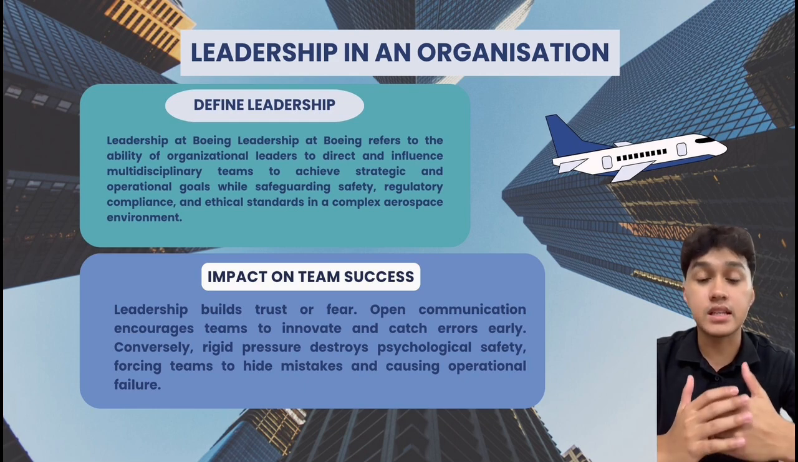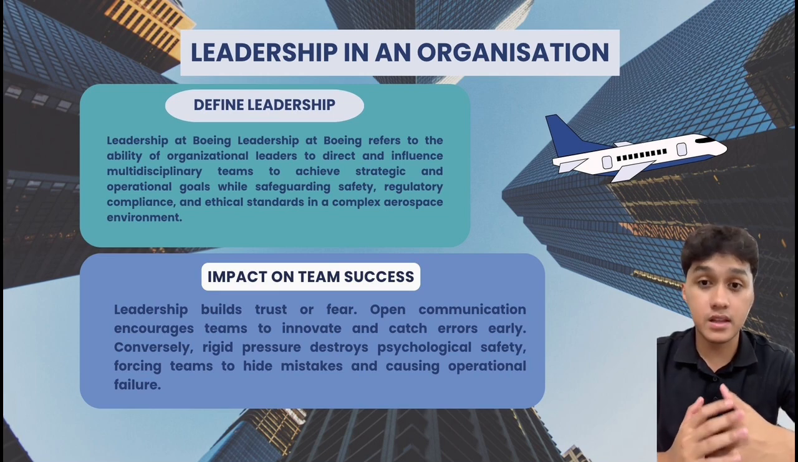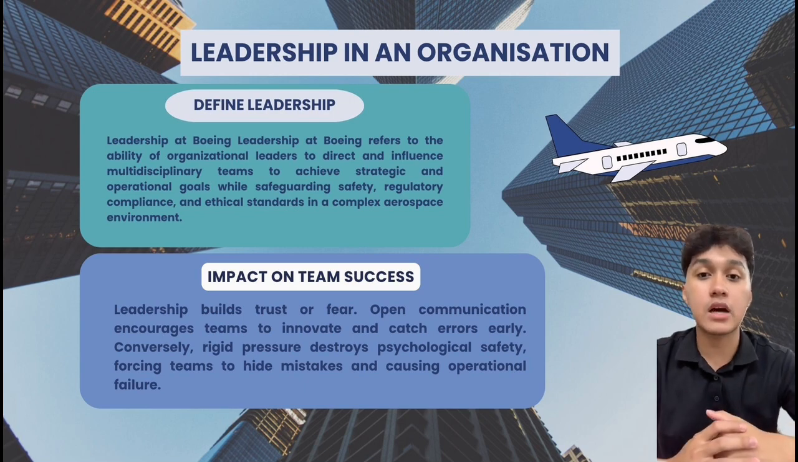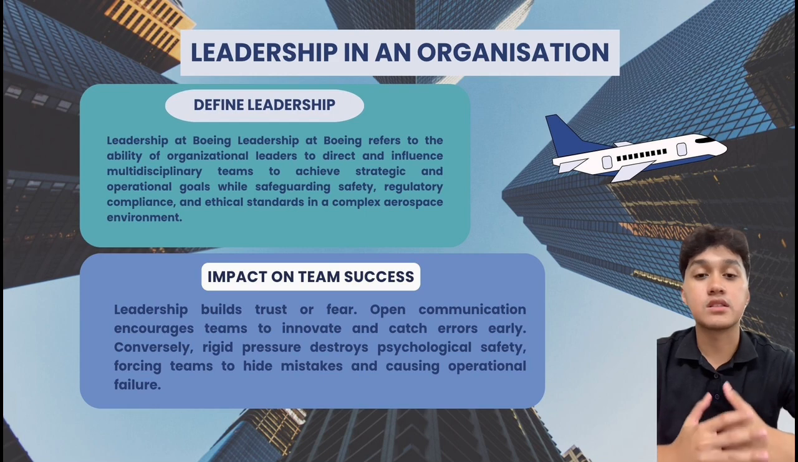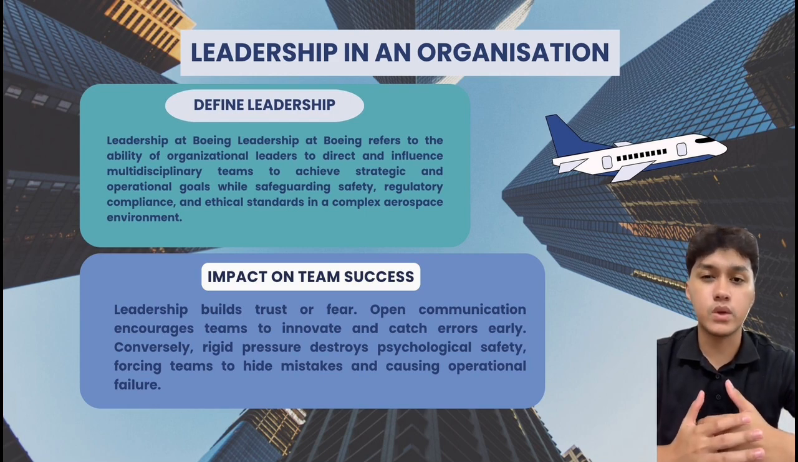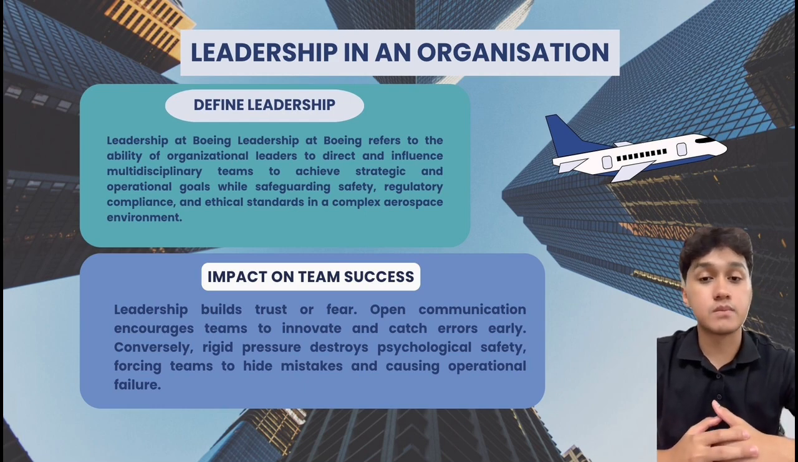The impact of this leadership on team success cannot be overstated. It essentially dictates the psychological safety of the workplace. Effective leadership builds trust, where open communication allows teams to catch errors early. On the flip side, poor leadership creates an environment of fear and rigid pressure. When psychological safety is destroyed, teams tend to hide mistakes to avoid blame, which eventually leads to catastrophic operational failure.